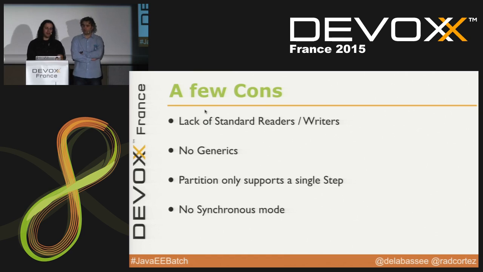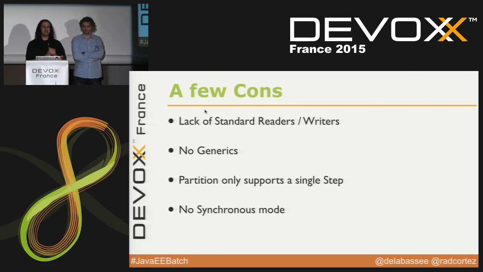A few cons that I usually like to mention. The reference implementation lacks standard readers and writers, which means that if you want to read a CSV file or an XML file, like you usually do on Spring Batch, where they have a lot of readers and writers available to you, you don't have them yet. JBeret already has them, but they are not standard. So that's something that I don't really like about the API.